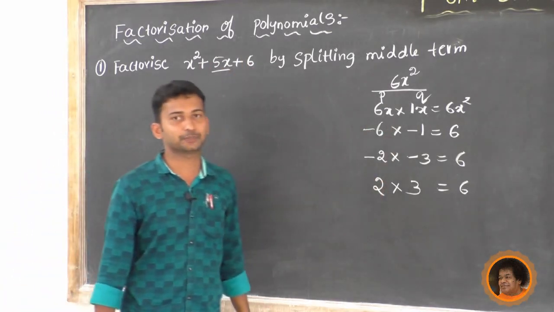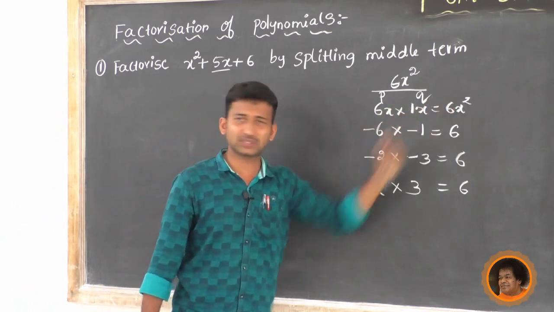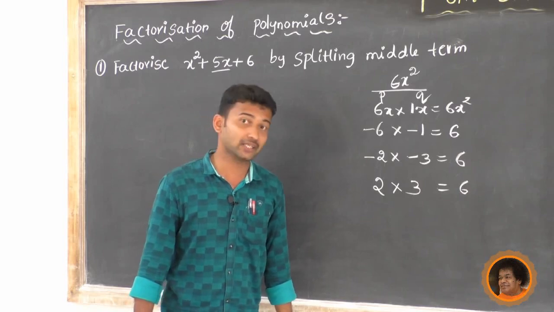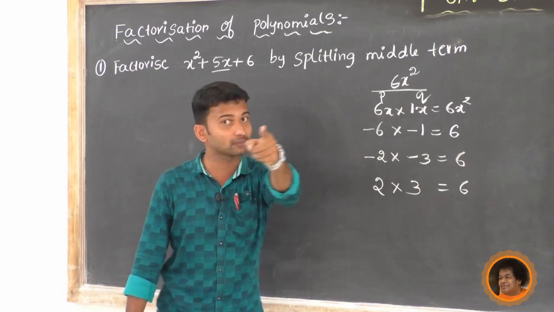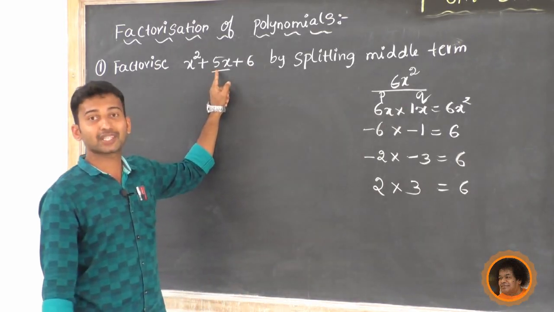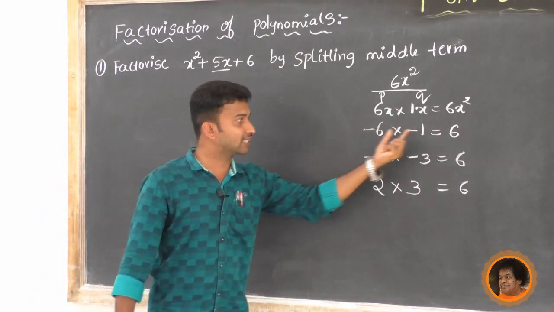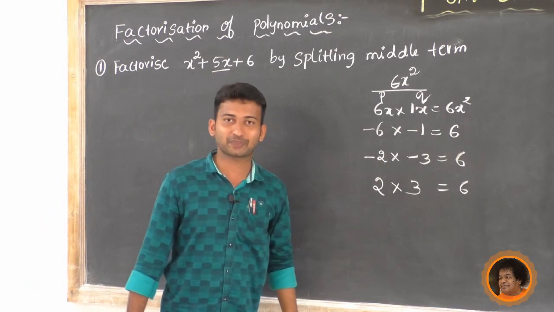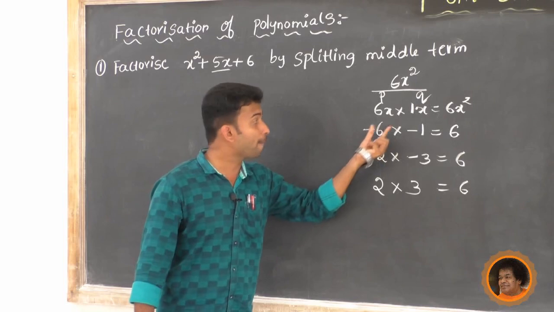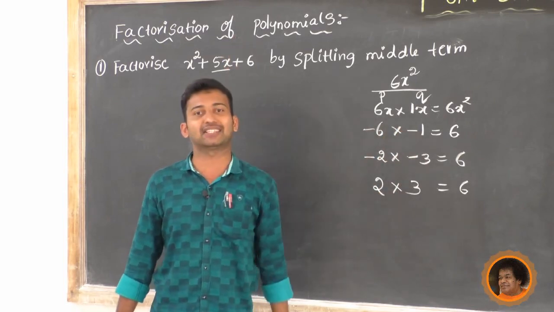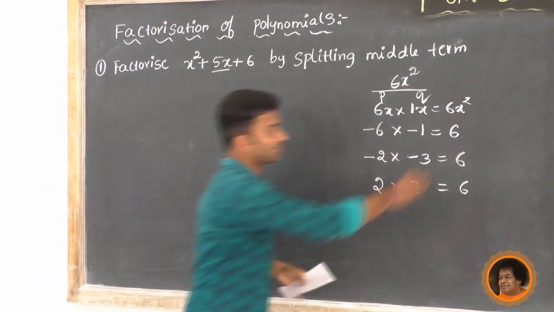So select first 6x into x, or 6 into 1 is equal to 6. But what about 6 plus 1? 6 plus 1 is equal to 7. Will not give sum 5. Here we have 5 only. So check for the second. Minus 6 into minus 1 is equal to 6. What about the sum? Minus 6 minus 1 is equal to minus 7. Minus 7 is not equal to the sum 5. So the second is also rejected.